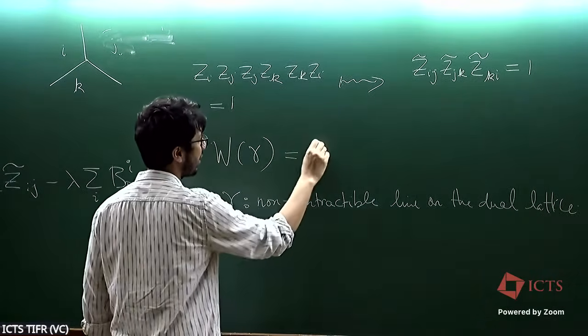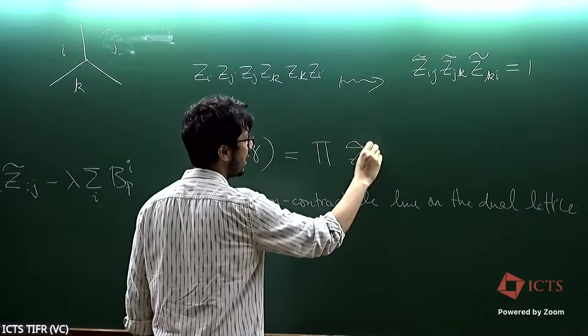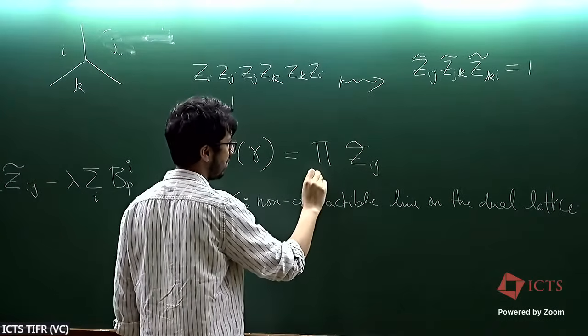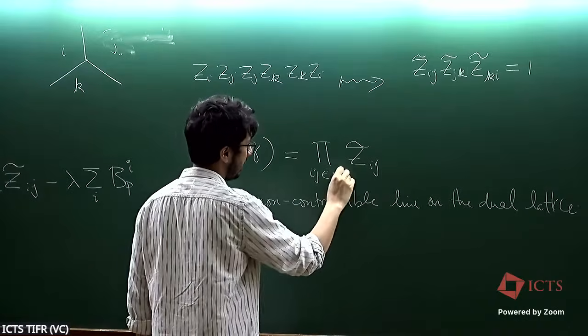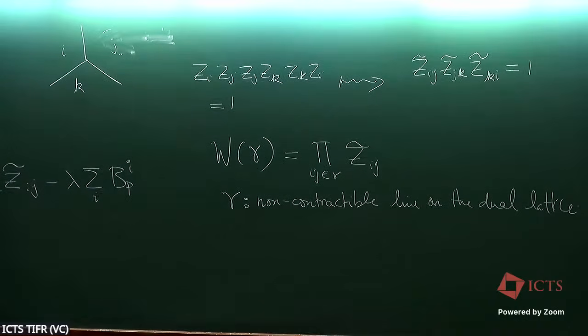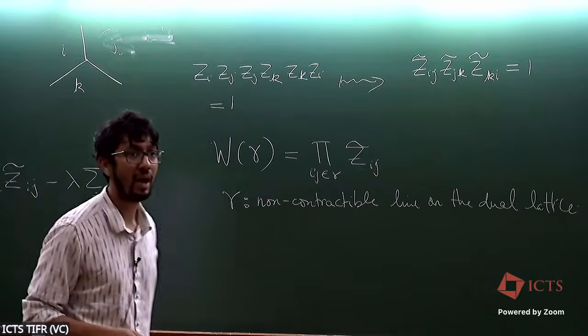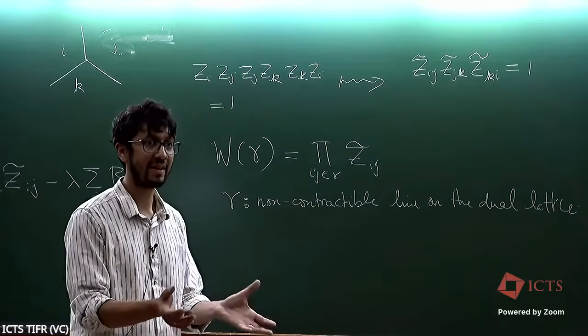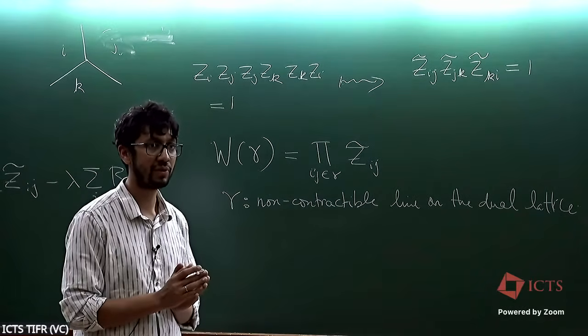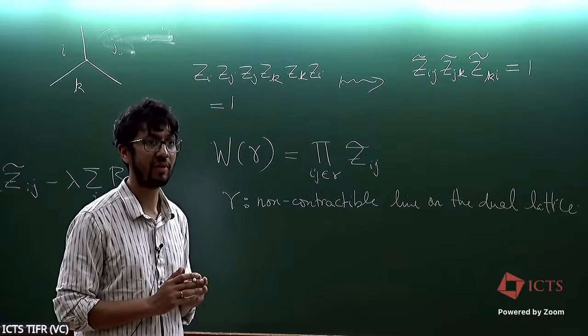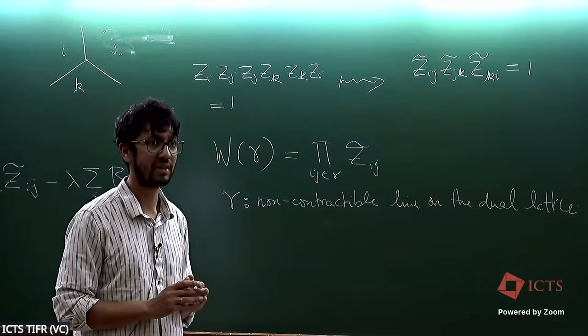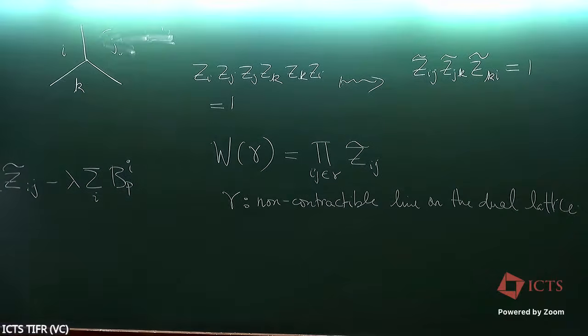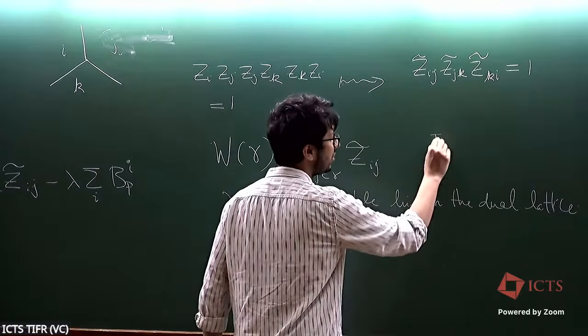And just the product of Z tilde ij's, where ij belongs to gamma. And this is a one-form symmetry generator. If your lattice is on a two-sphere, there's no non-trivial action of the one-form symmetry. It acts trivially on all states. But if you have a torus or something else, then it can act non-trivially. So this is a Z2 one-form symmetry.